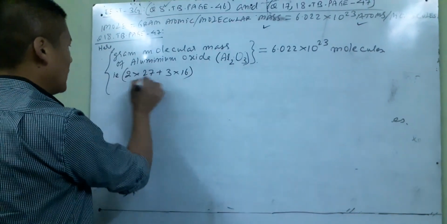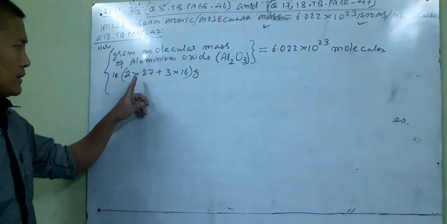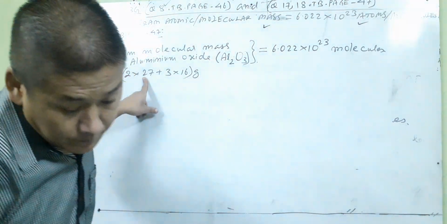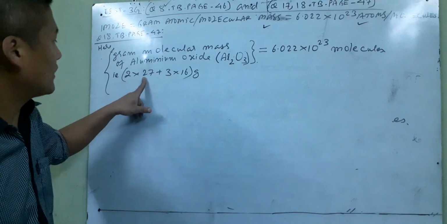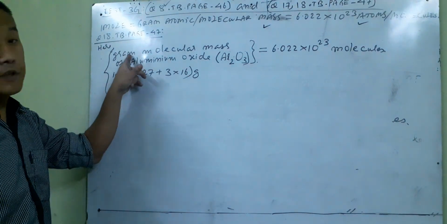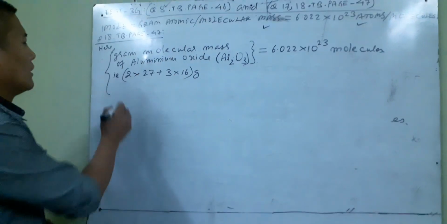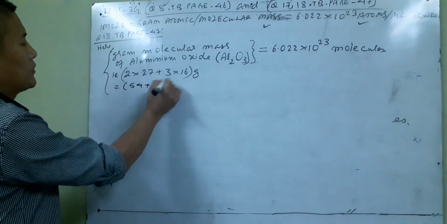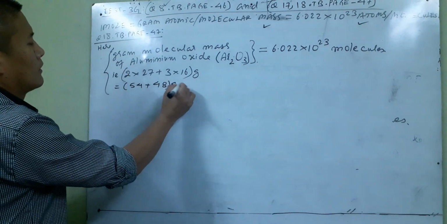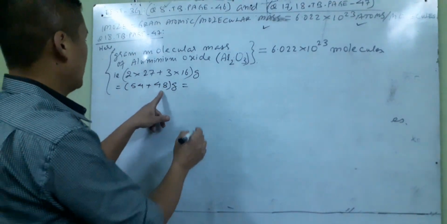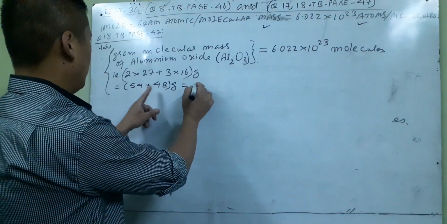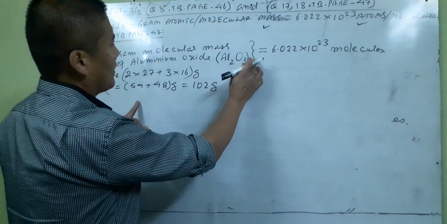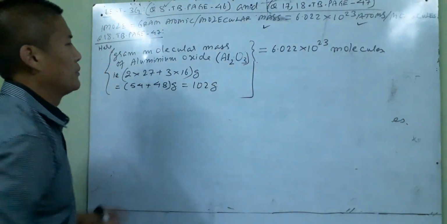Okay, that's much grams. You will find this on page 37. Aluminium is not given, I think, on page 37, but it is given here in question number 18 at the back. See, 27 U. We changed that to G because we have written here gram mass. So that will be equal to 54. 2 into 27 is 54, and 3 into 16 is 48 grams, and this will be 102. 102 gram is the gram molecular mass of aluminium oxide.